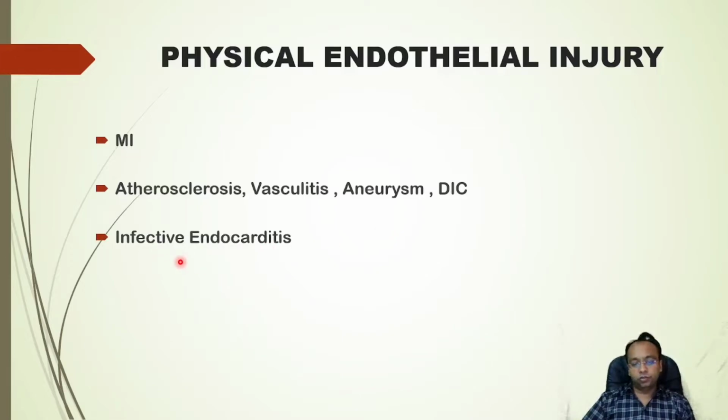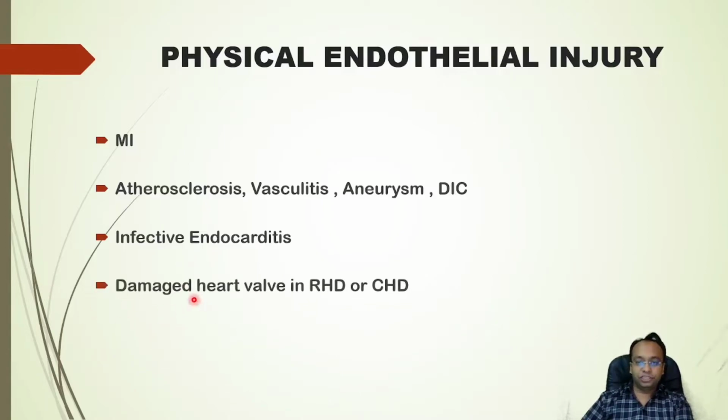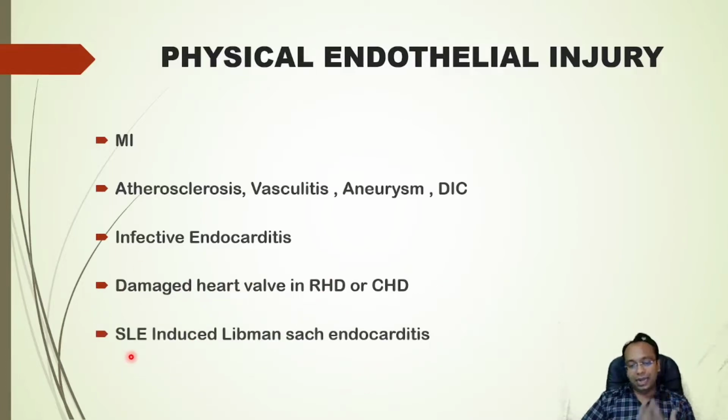Infective endocarditis, endocardial infection, also can lead to endothelial injury. Heart valve damage can occur in rheumatic heart disease and congenital heart disease. It is also one of the causes of thrombus formation. And the last one is SLE-induced Libman-Sacks endocarditis. Autoimmune disease like systemic lupus erythematosus also can lead to inflammation of the inner layer of the heart, right? All right. And non-bacterial thrombotic endocarditis, a hypercoagulable state in our body, can lead to endothelial injury and thrombus formation.